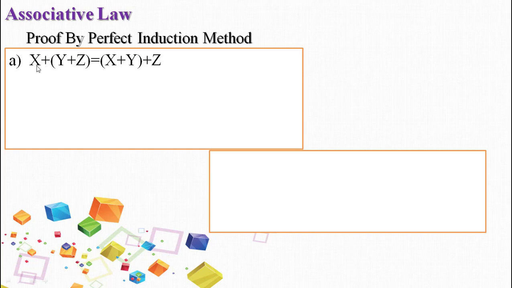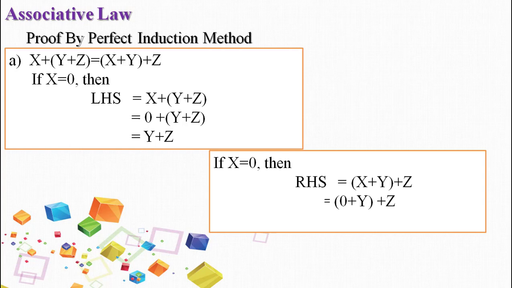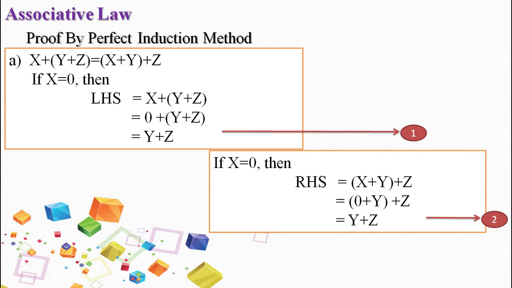The expression is x plus (y plus z) is equals to (x plus y) plus z. So taking the value of x is equals to 0 in the expression, we will take the left hand side expression and we will substitute the value. 0 plus y plus z is y plus z by the properties of zeros and ones. Similarly, we will substitute it into the right hand side. So it is 0 plus y plus z, which will be equal to y plus z. So from 1 and 2, both the values for x is equals to 0 are the same.